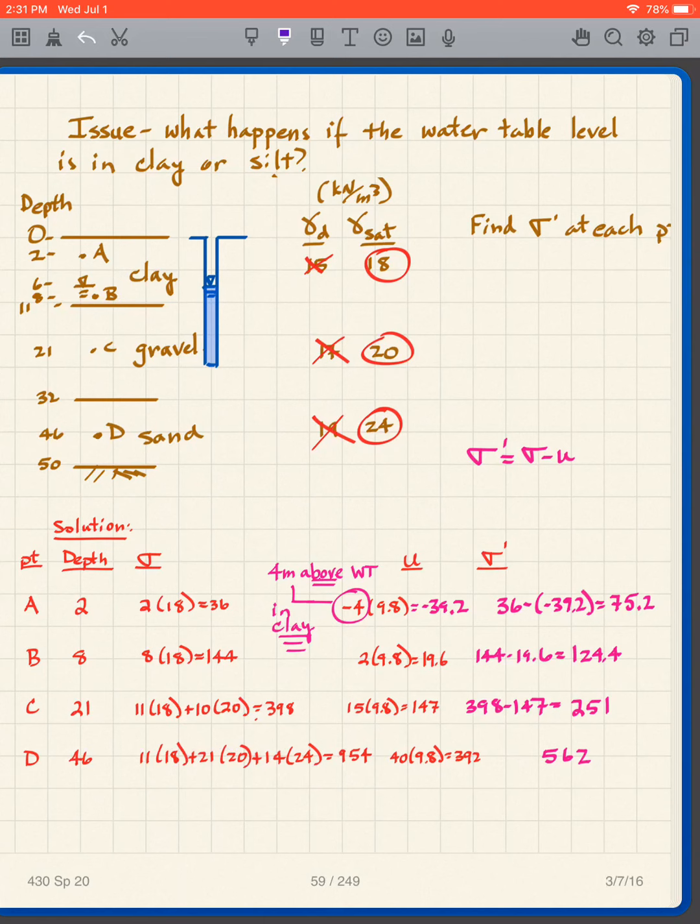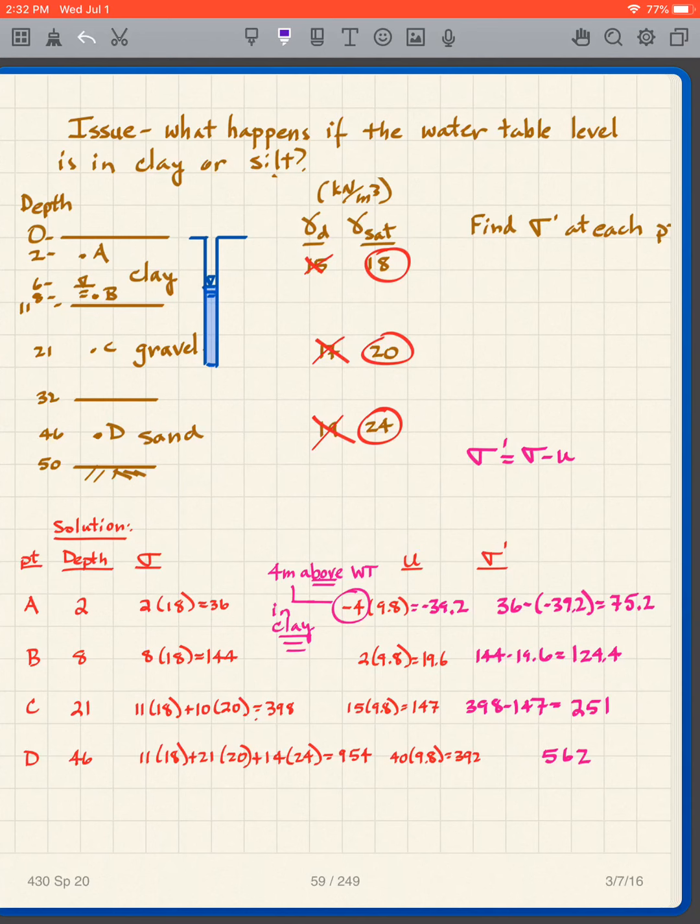Why? Because when you come to pore pressure, you have to make sure you use either 9.8 or 62.4. So pay attention to whether you're using metric or English units. Let's work the U from the bottom up. I'm going to do point D first.